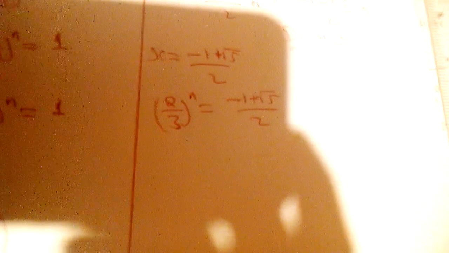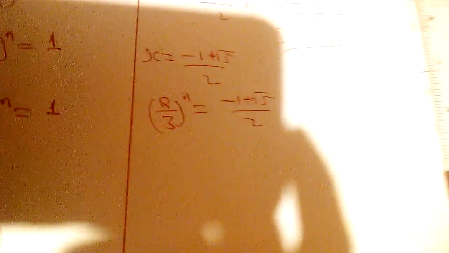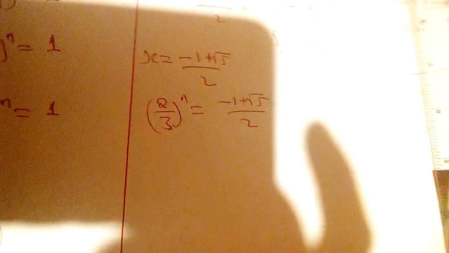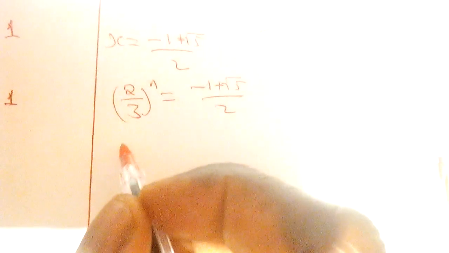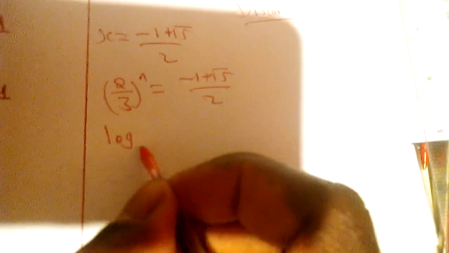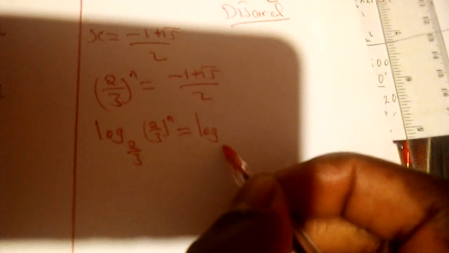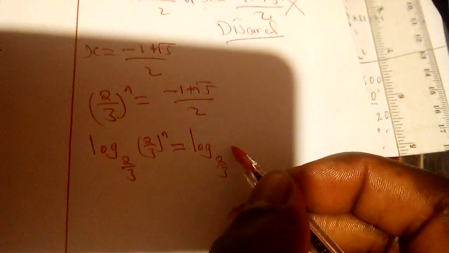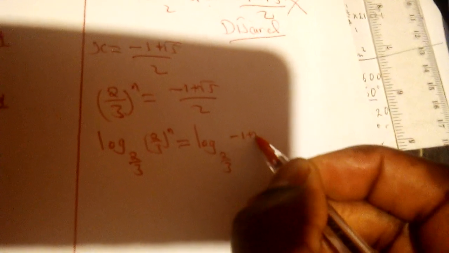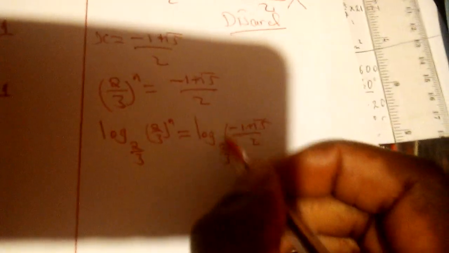At this particular point, we're going to introduce what we call the logs. So when you introduce the logs on both sides, we're going to have log base 2/3 of 2/3 to the power of n, which will equal log, you maintain the base, 2/3 of negative 1 plus root 5 over 2.